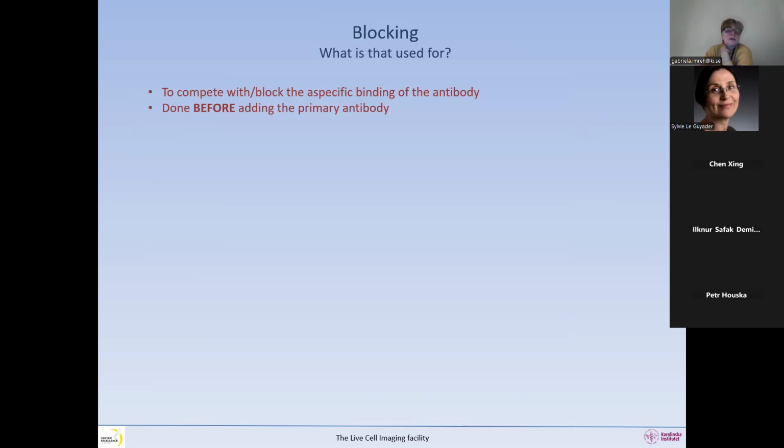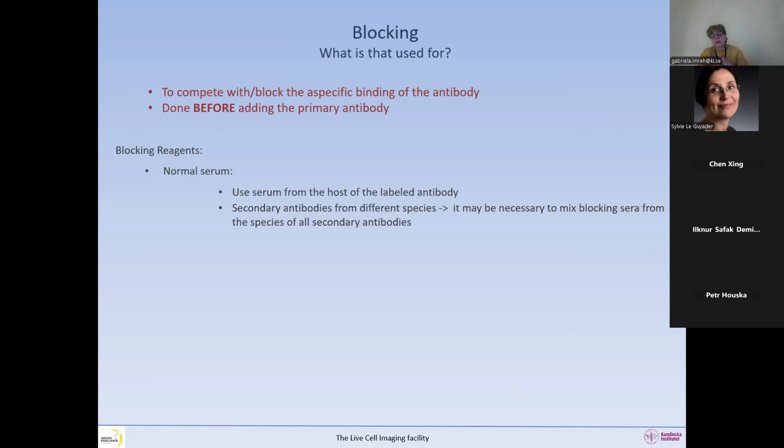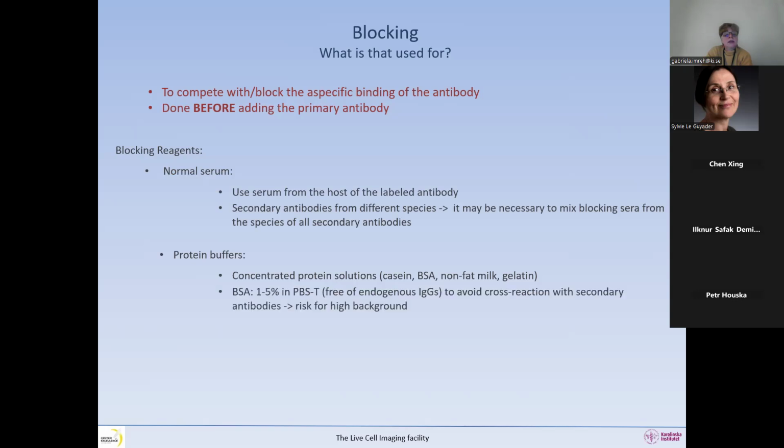The blocking, what is that used for? It is used to prevent non-specific binding of the antibodies, and it's of course done before adding the primary antibody. We have several blocking reagents. Usually it is normal serum, which you have to take from the host of the labeled antibody. If you have several antibodies, you have to make a mixture of blocking sera against all the species of your secondary antibodies. You can also use protein buffers. Most commonly used are BSA, non-fat milk, and gelatin.